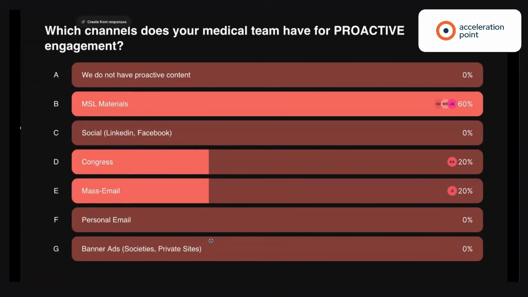The fact that nobody has said we don't have proactive content is a great place to start, because we've actually had some organizations that had no proactively approved content when we started. The easiest place to start is with MSL materials and congresses because you've got a human in the loop. You've heard that in all of your AI talks, right? Where we're saying I'm using judgment, trained judgment, on when and how to use it.